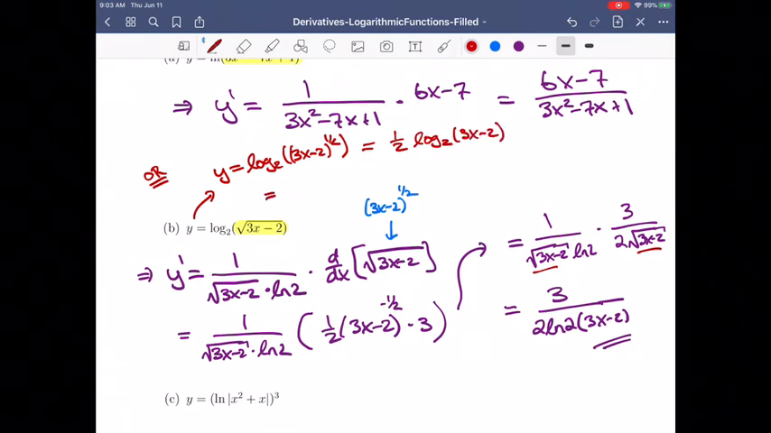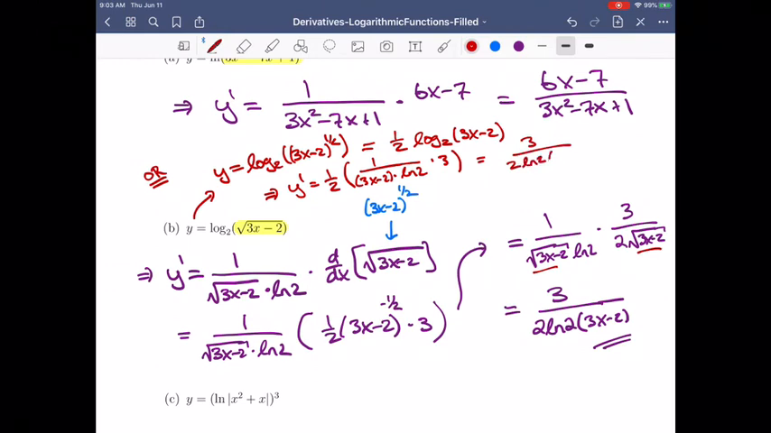Now this is easier to take the derivative of. The 1/2 just stays out front, and then it's going to be 1 over the inside bit times ln 2, times the derivative of the inside bit, which is 3. So putting that together, we get 3 over 2 ln 2 times 3x minus 2. We get the same answer, but much faster. So it's normally a good idea to simplify, and the log rules can be very useful.